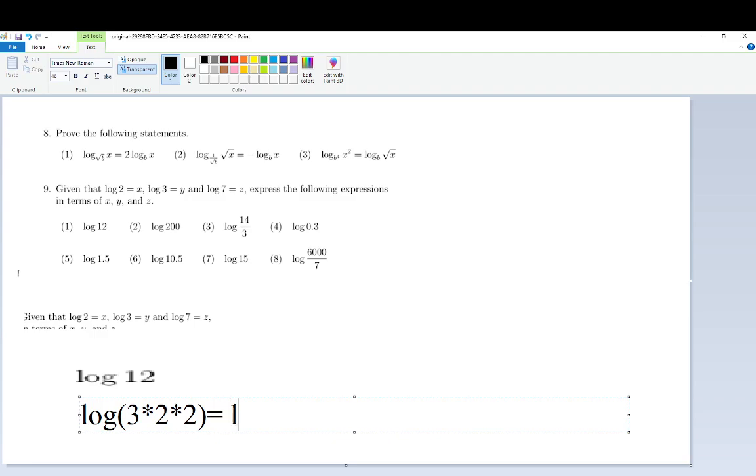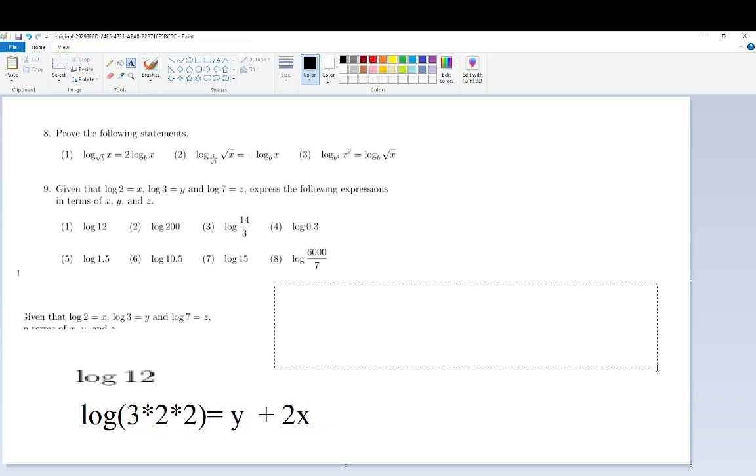Log 3 plus log 2 plus log 2. And I've been told that log 2 is the same as x, so that means I can replace log 2 with x. And that log 3 is y. So that means log 12, in this case, is the same as y plus 2x.